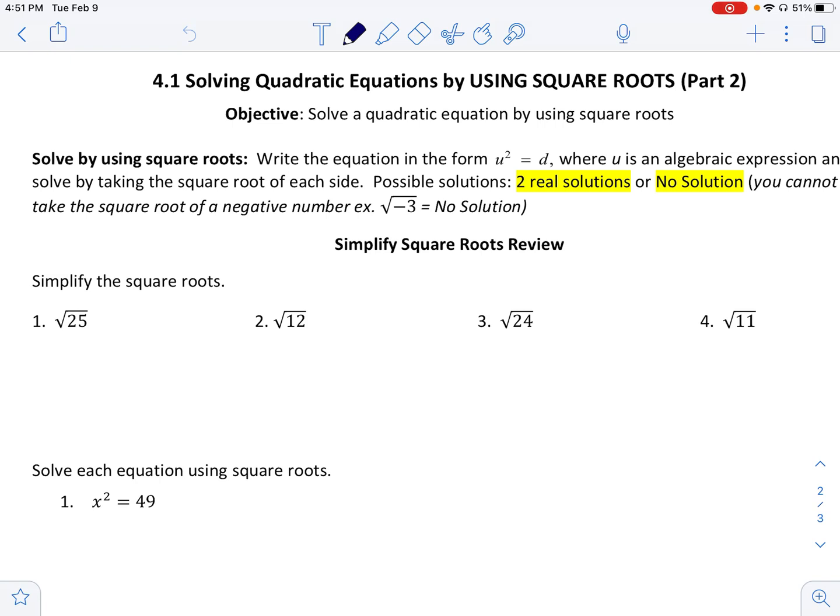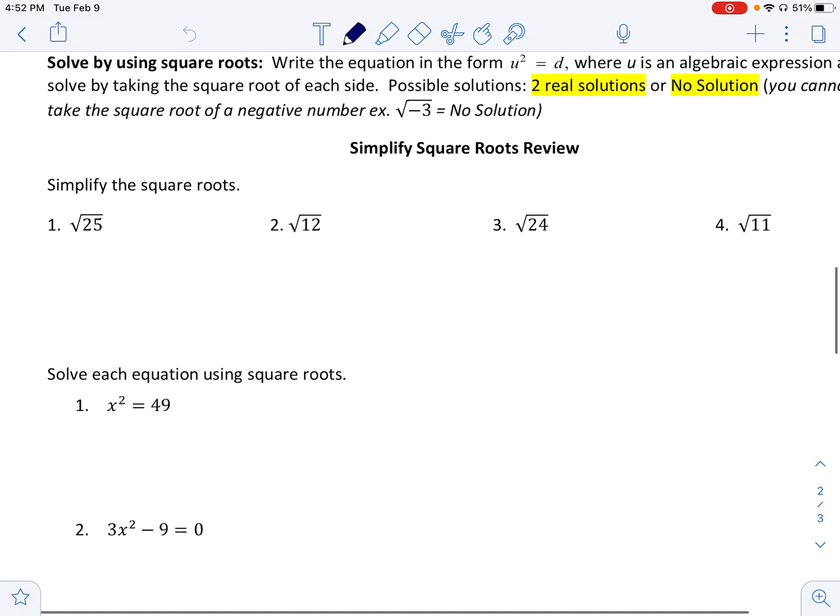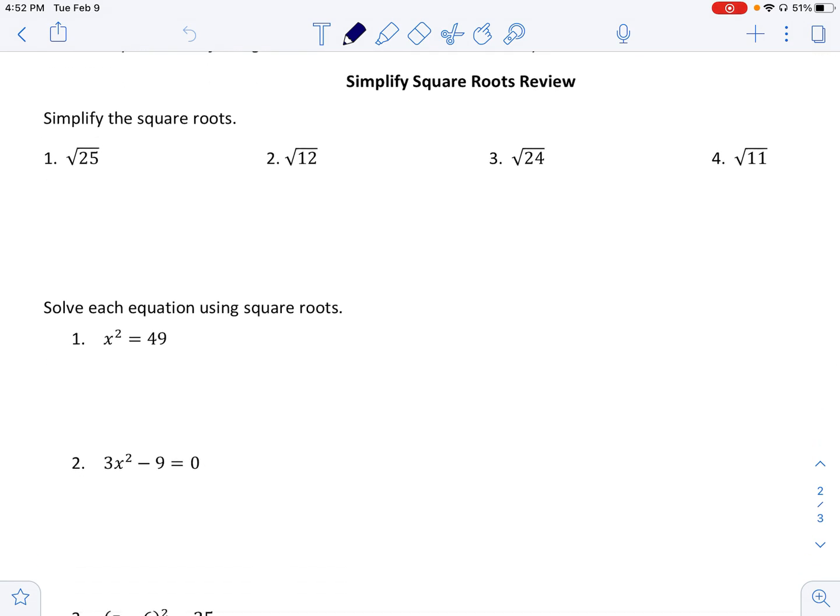So you have two possible solutions, two real solutions or no solution. No solution, an example of this would be taking the square root of a -3. You can't take a square root of a negative number and get a real solution. First, we're going to refresh our memory about simplifying square roots.